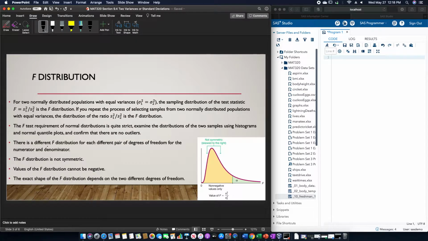There is a different F distribution for each different pair of degrees of freedom for the numerator and denominator. The F distribution is not symmetric, values of the F distribution can never be negative, and the exact shape of this F distribution depends on the two different degrees of freedom. Again, it's a skewed right distribution.